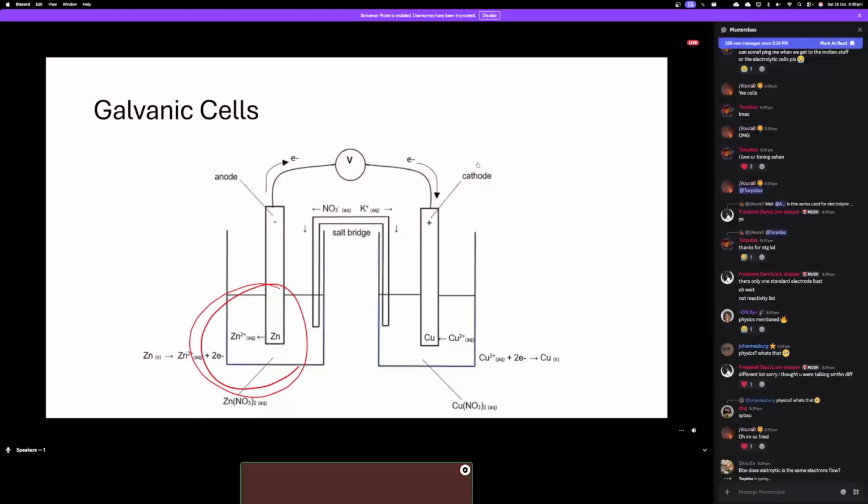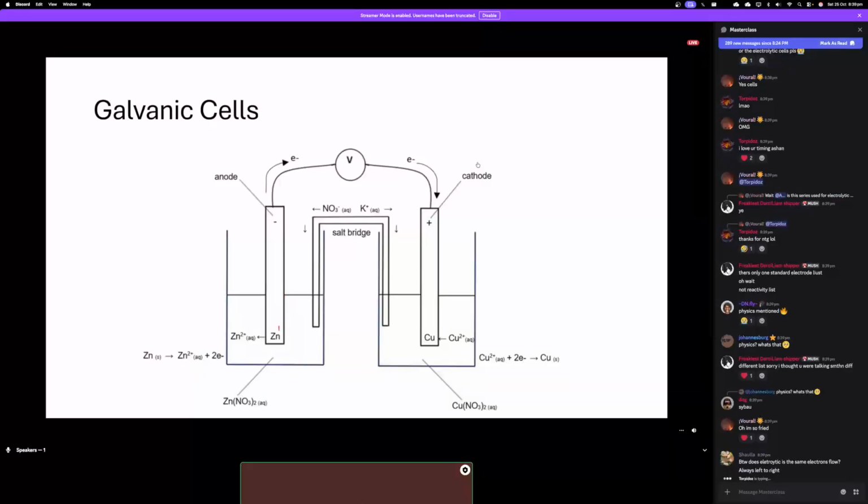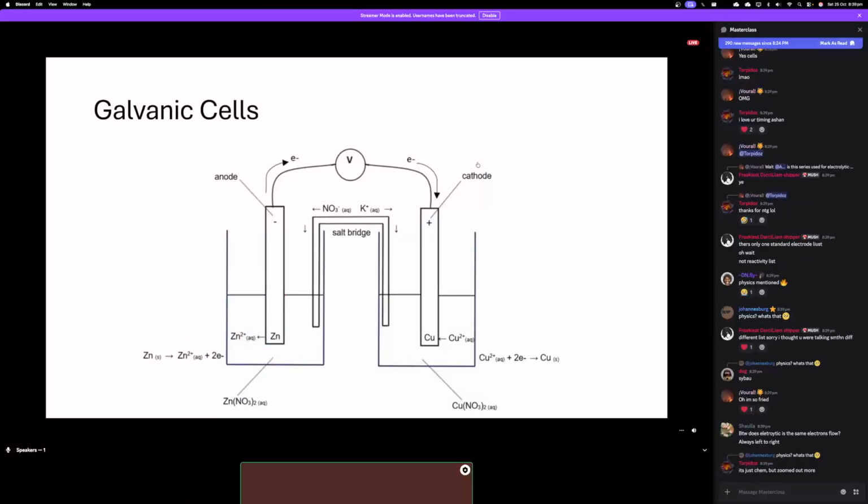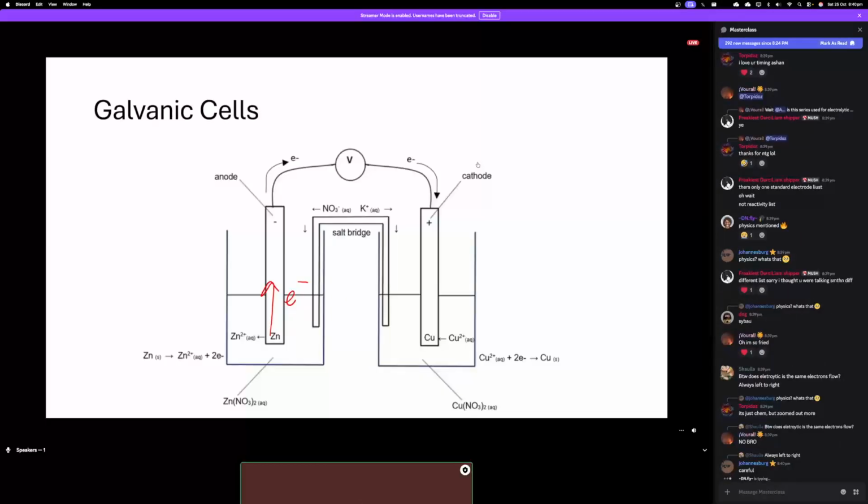We're going to take the zinc. Zinc wants to give away its electrons. It wants to turn into this and give away electrons, right? Which is always left to right, though it depends on how you draw it.